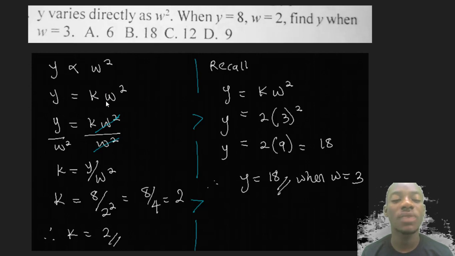So make k the subject. This w squared will go under the y. It will become y is equals to kw squared. Dividing both sides by w squared, w squared cancels. So k is equal to y over w squared.